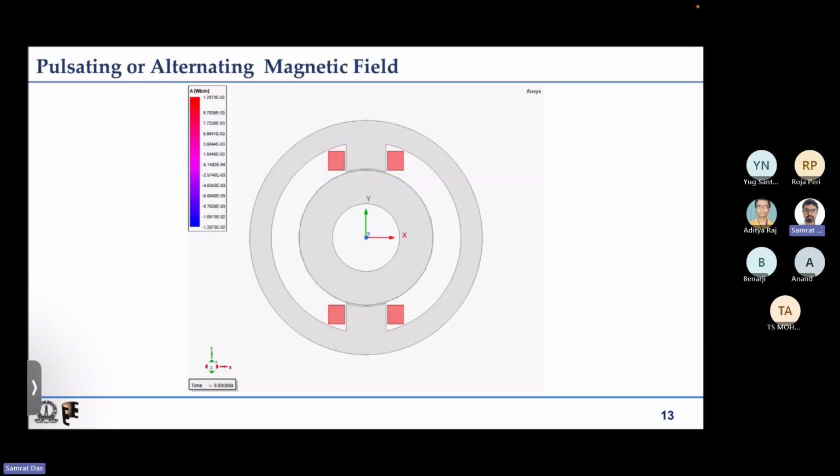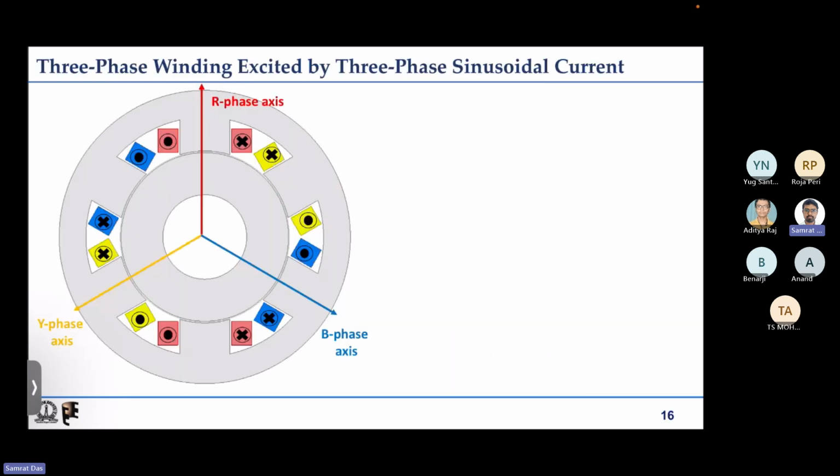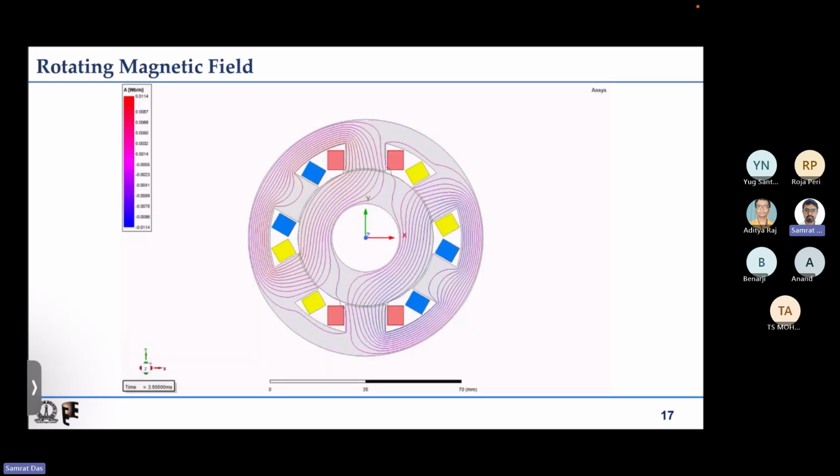And we went on to realize how we can have a rotating magnetic field generated by the stator. So we understood that if we have three phase winding whose axes are phase shifted by 120 degree in space, and if we inject 120 degree phase shifted current, that is balanced sinusoidal current, into all these windings, then we end up having a rotating magnetic field.